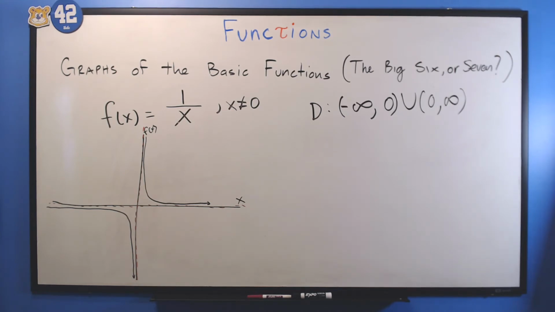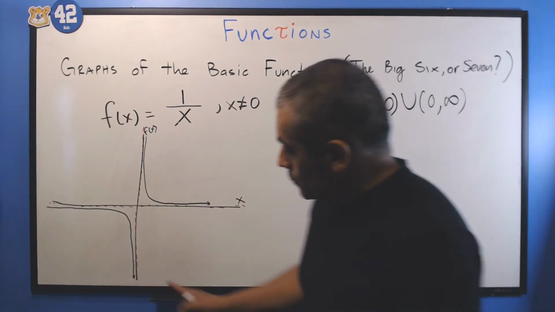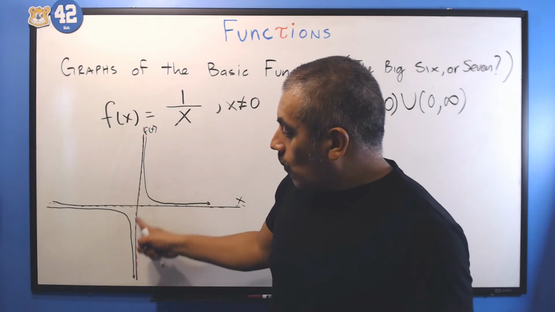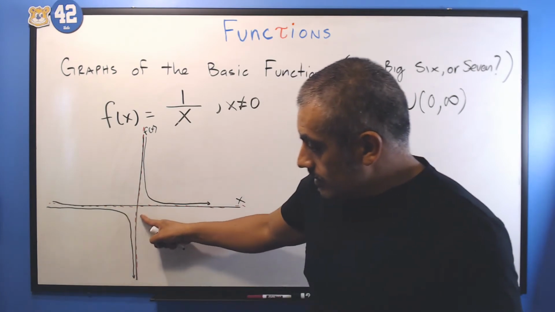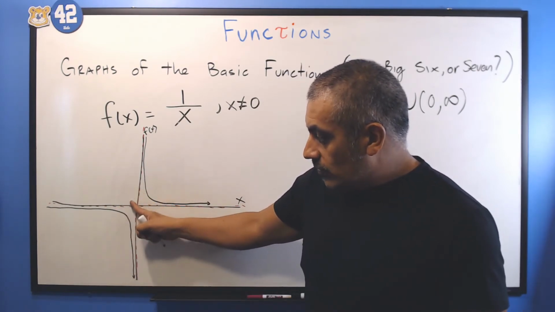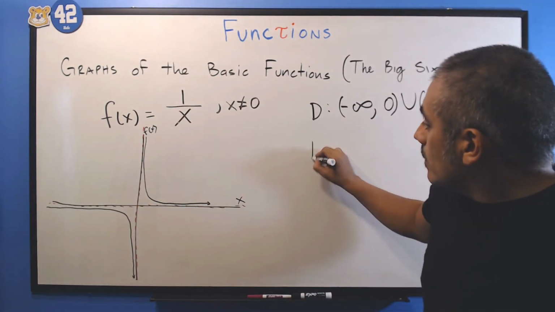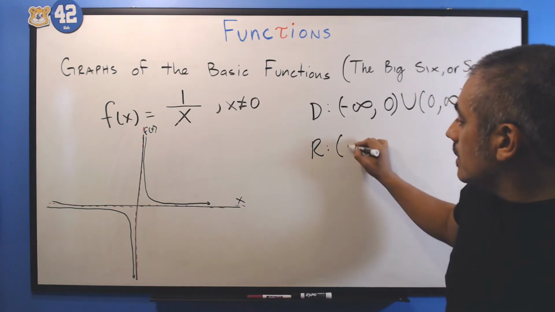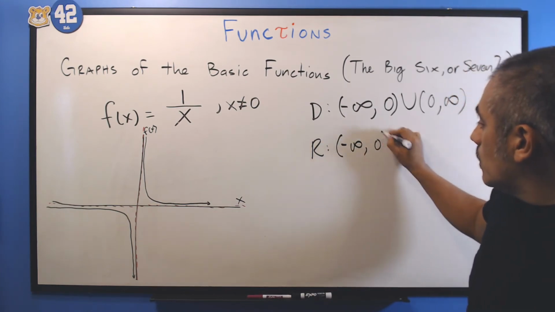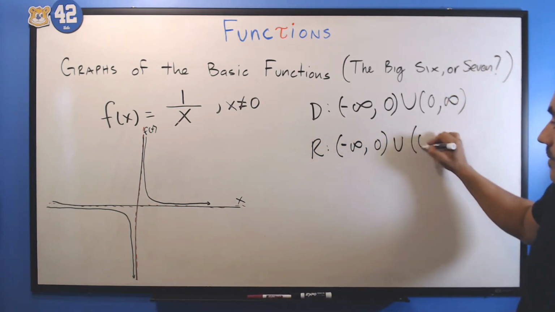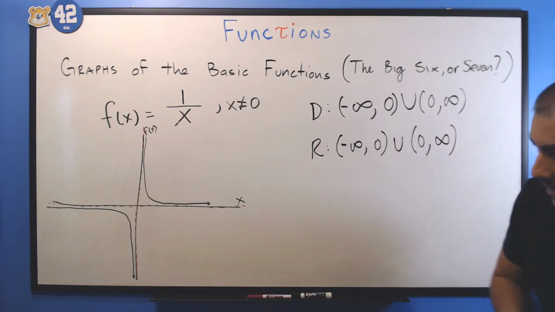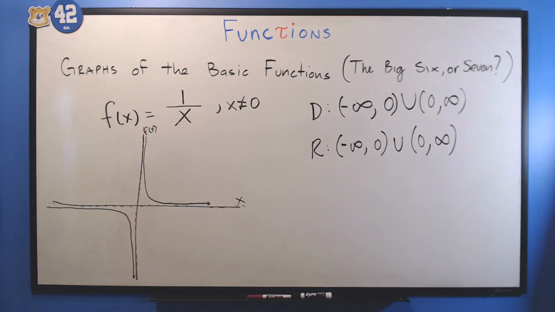The range, similarly, starting at negative infinity, going all the way, but not touching 0, skipping 0, and then going from 0 all the way to positive infinity, as you can see on this side. So we say range is negative infinity to 0, union 0 to infinity. So that's going to be the range of this function.